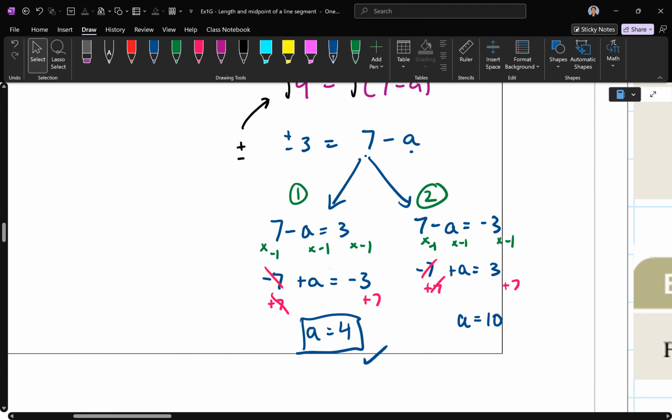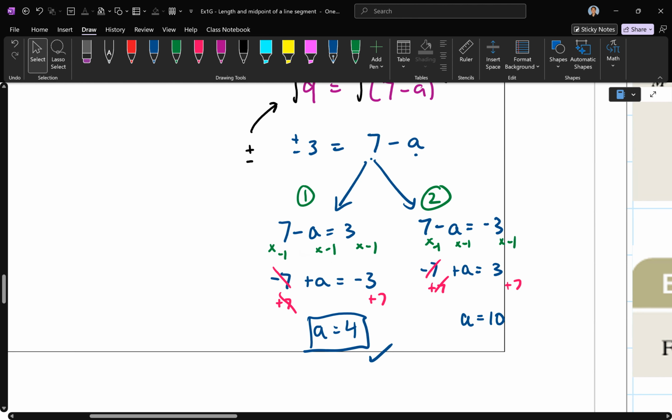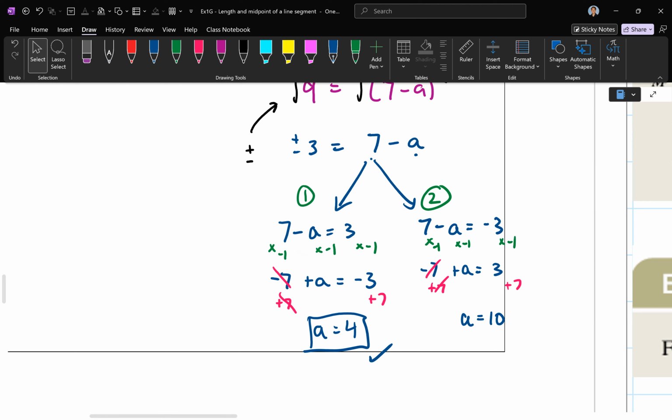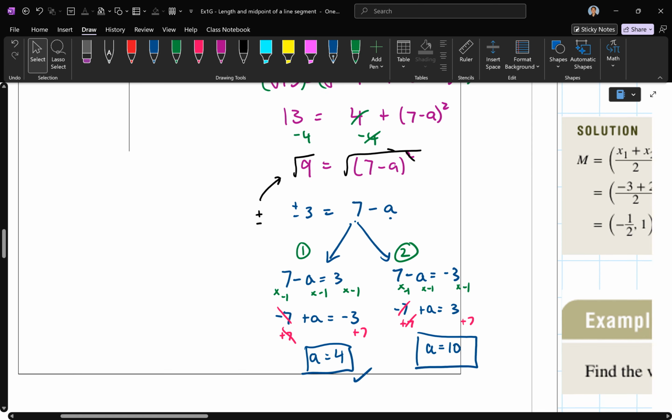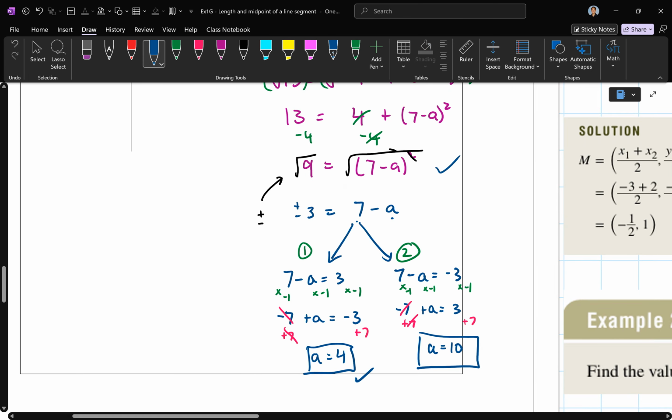Let's see if that makes sense. 7 minus A, what does that give you? 7 minus 10, what does that give you? 3. Not just 3. Negative 3. And then negative 3 squared? 9. So that statement is still true if I had A.